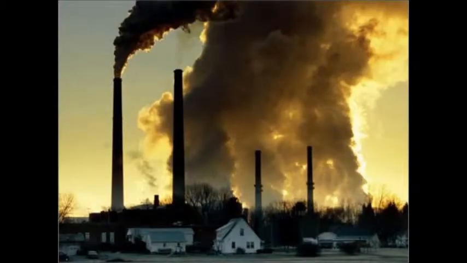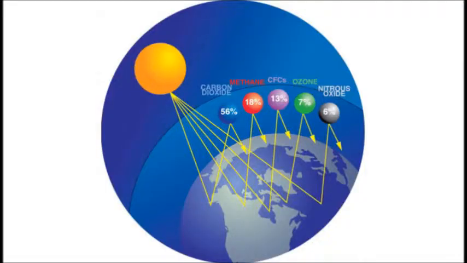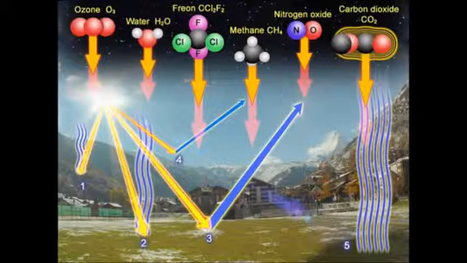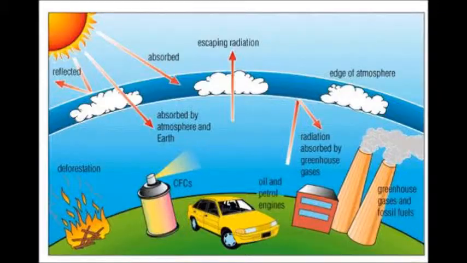The second main reason is industries. They release various gases into the water and air. Carbon dioxide, methane, and nitrous oxide are the major greenhouse gases. Different gases have different heat trapping capabilities. Some of them trap more heat than carbon dioxide. Methane is much more effective than carbon dioxide in trapping heat in the atmosphere.